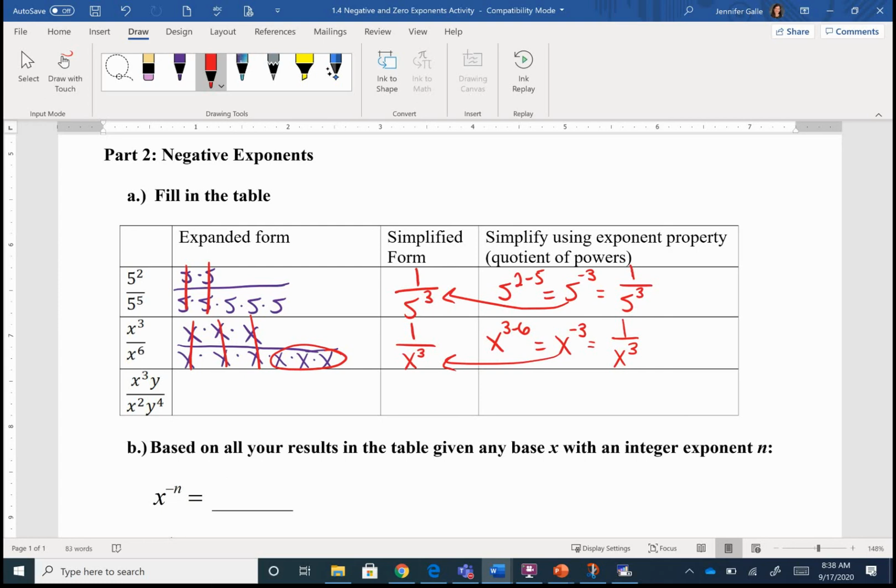For the last row, if you didn't do it already, try to fill out as much as you can. Everybody should at least be able to expand it out and simplify. If you're kind of shaky with using the property or what to do when you get a negative, that's okay, that's the new part. For that third row, everybody at least expand and simplify. We should be able to do that part.